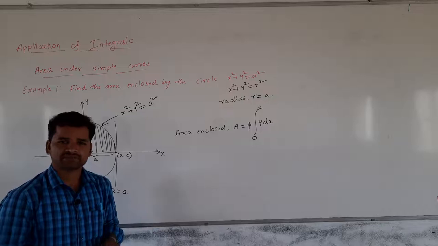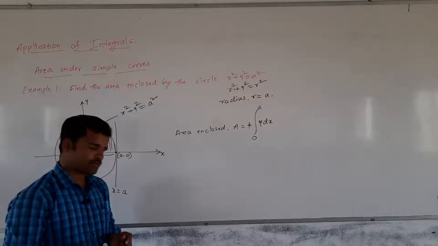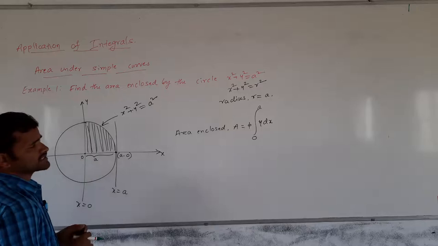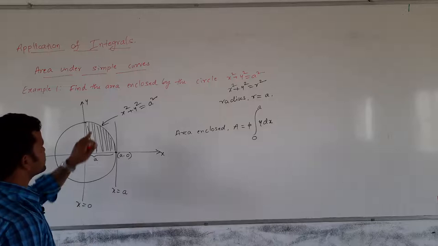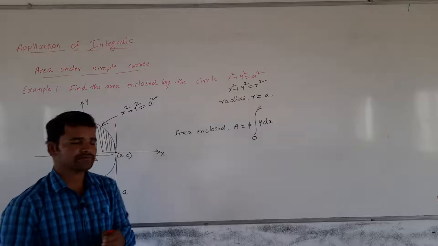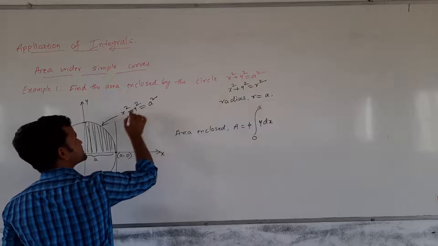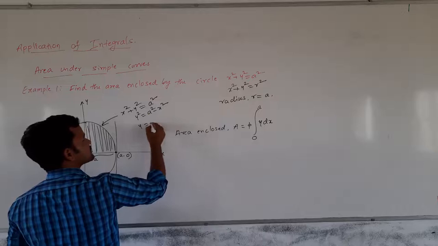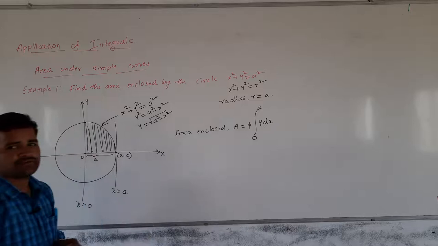Let us check. We will get that area or not. Yes, 4 times we are taking, because the area is symmetric with respect to the x-axis and y-axis. And now here you see, I have to express this curve as y is equal to f of x, means y is equal to a function in terms of x. For that, I have to write x square plus y square is equal to a square. Take this x square to the right side, y square is equal to a square minus x square. Then what is y equal to? Taking square root on both sides, we have y is equal to square root of a square minus x square.